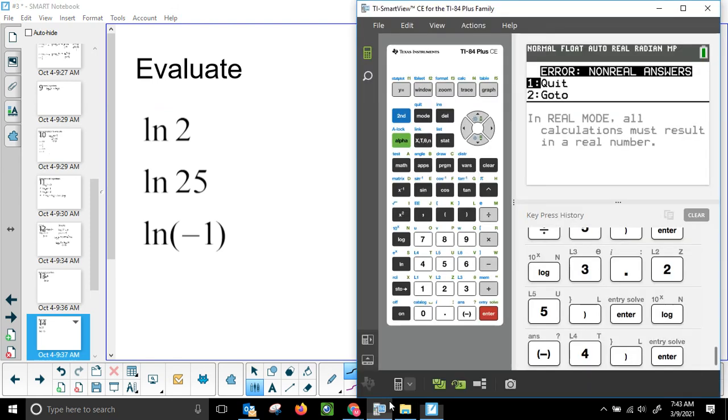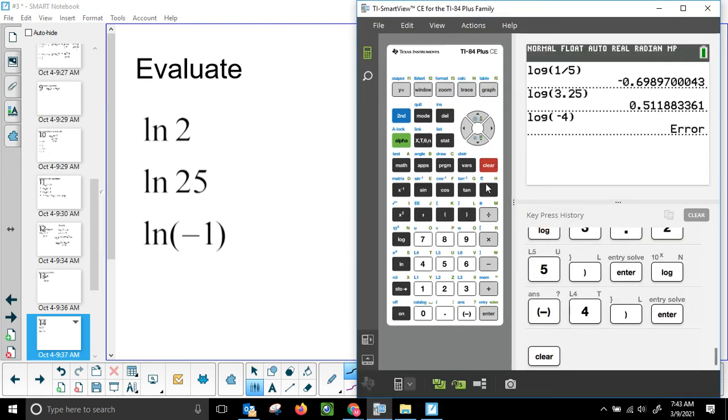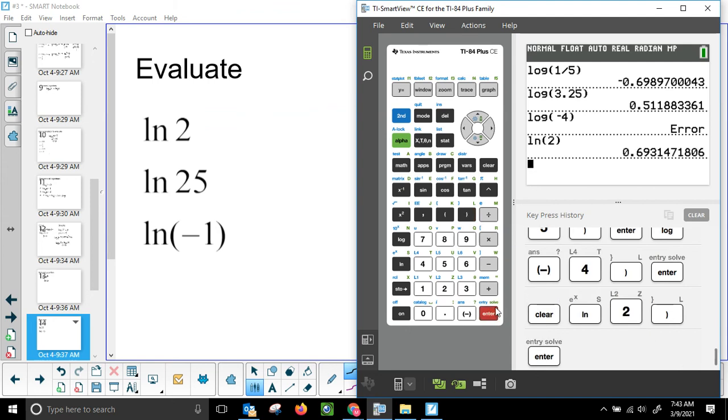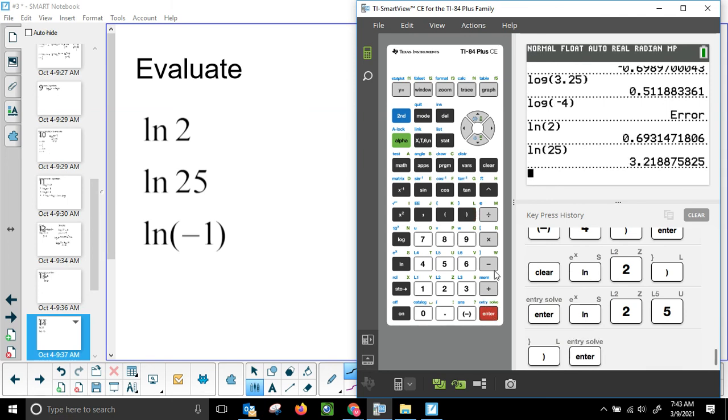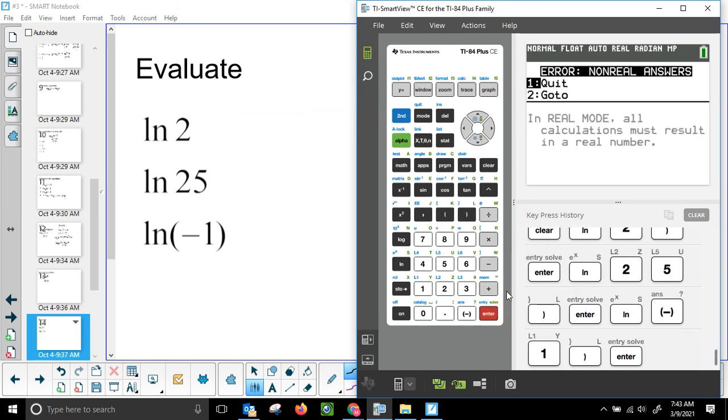All right, so we can do these again using our calculator. We have an ln button right here under the log button. So ln of 2. Awesome. ln of 25 works out just fine. Now, what do we expect to happen here? Just because my base is e, that doesn't change the general shape and attributes of the parent function of a logarithmic curve. So again, we aren't allowed to plug in negative numbers here, so we should expect to get an error, and we do.